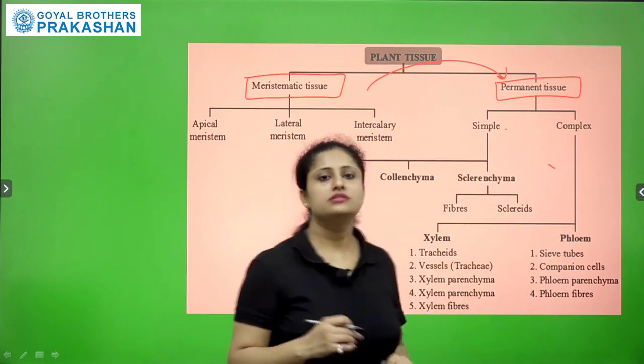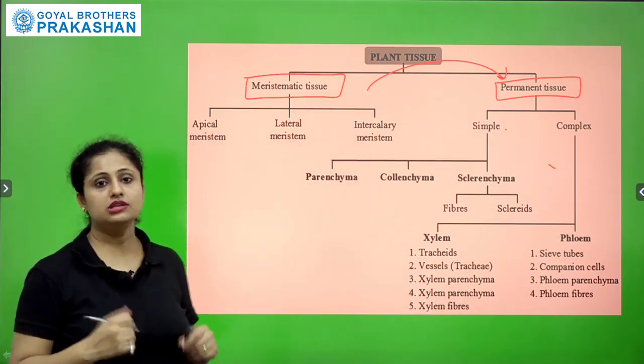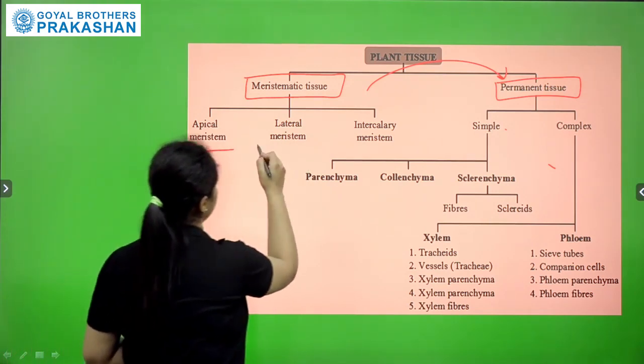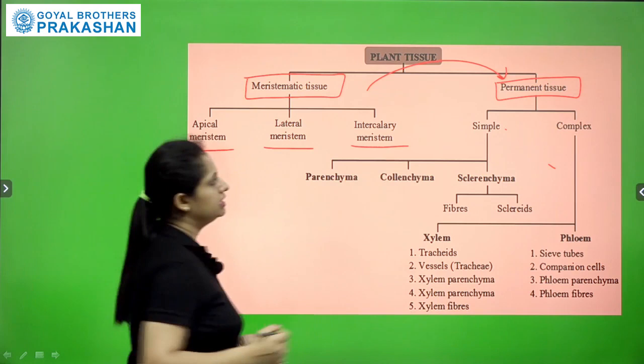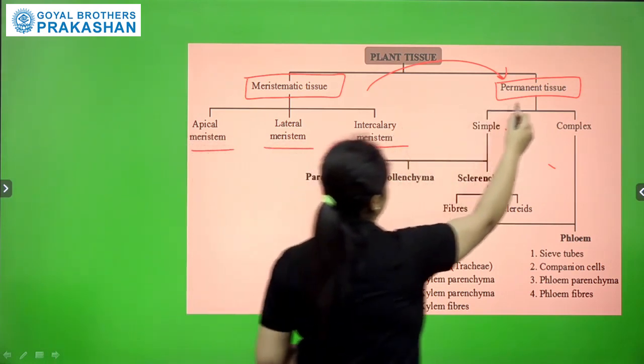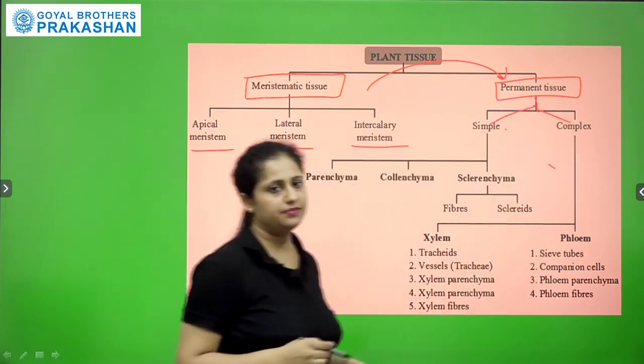known as permanent tissues. Now, meristematic tissues, based on their location, are divided into three types: apical meristem, lateral meristem, and intercalary meristem. The permanent tissues are divided into simple and complex.